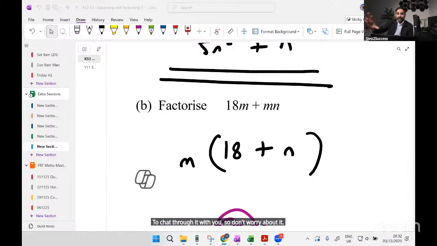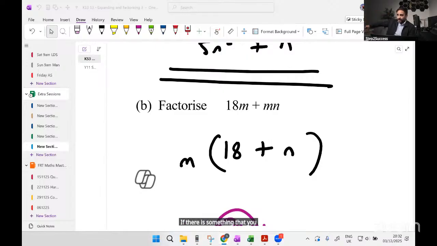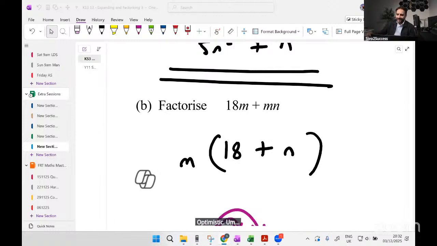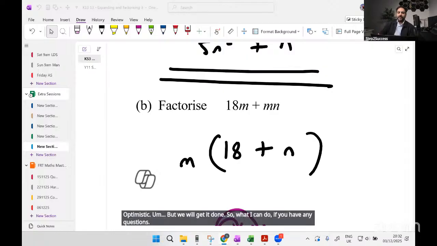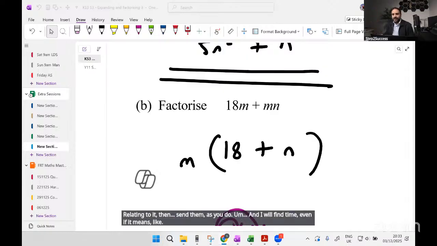Same with anything else. When it comes to these things, if there is something that we might not specifically get through, because we are trying to do four subjects and getting through every single maths topic is optimistic. But we will get it done. So what I can do, if you have any questions relating to it, then send them as you do. And I will find time, even if it means like one of these sessions on a Wednesday.